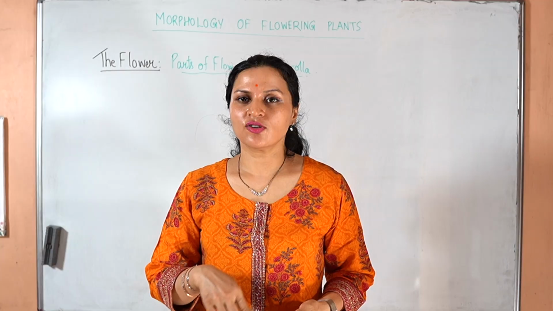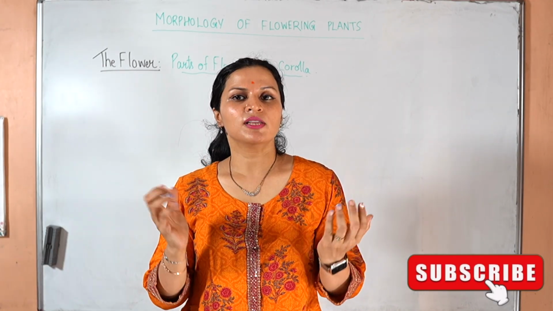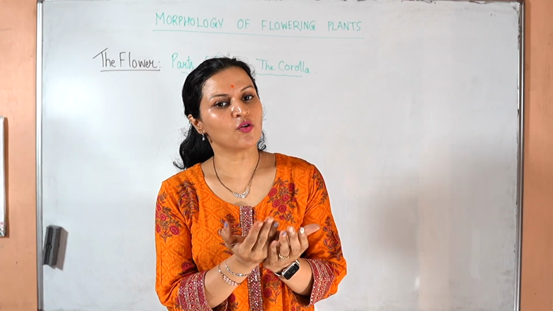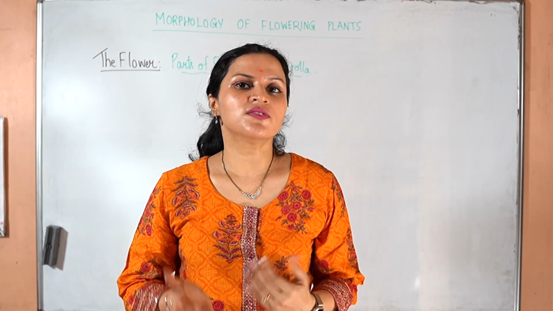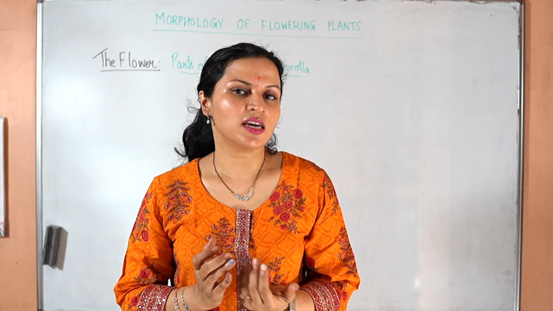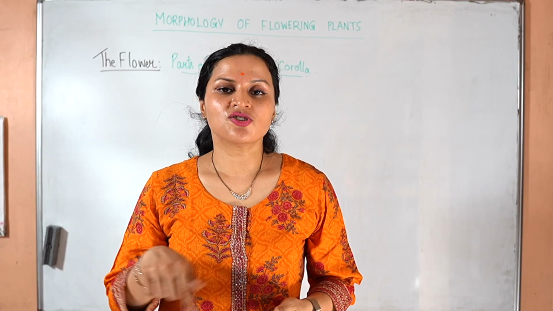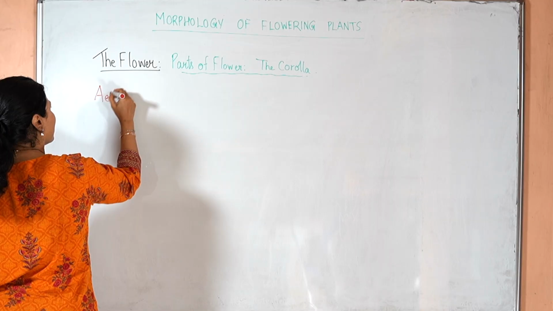The members of each of these whorls, calyx and the corolla, may be arranged in different ways. For example, the petals may be just touching each other side to side, or each petal may be overlapping the next one. Okay, the arrangements may be different. The arrangement of the sepals or the petals in a flower compared to other members of the same whorl, this arrangement is known as aestivation, which we are going to look at in this lecture.